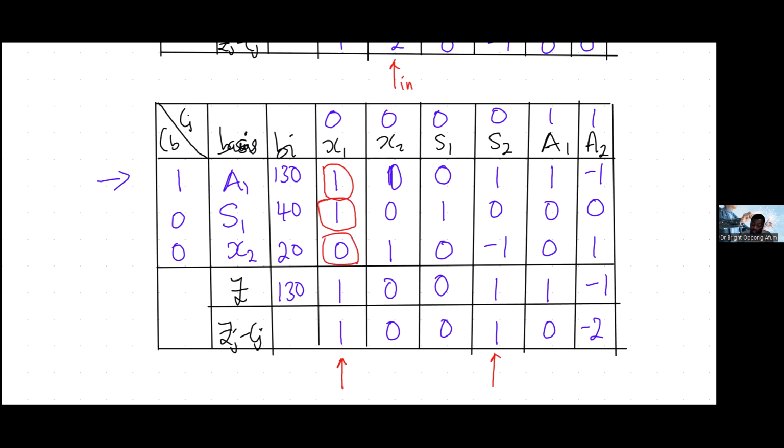So if you are going to find the pivot row, then it will be 130 divided by 1, 40 divided by 1, 20 divided by 0.